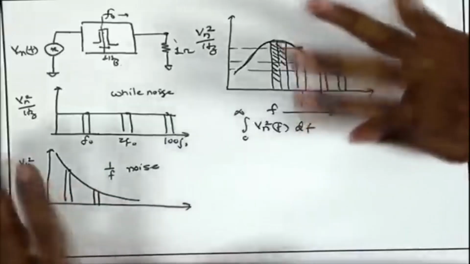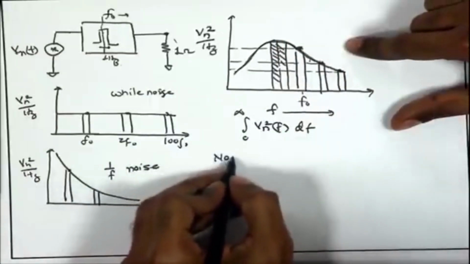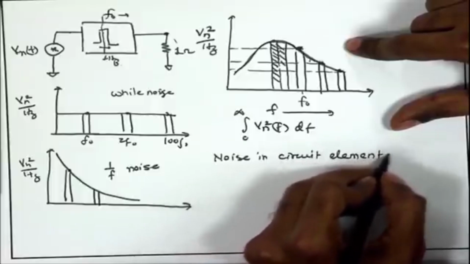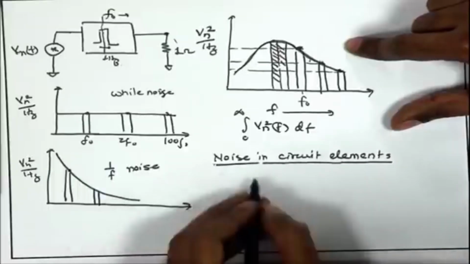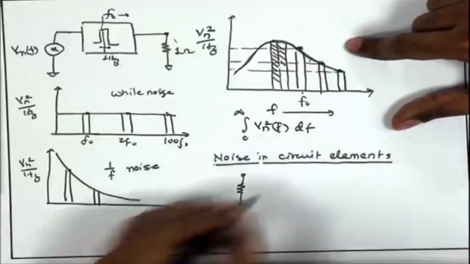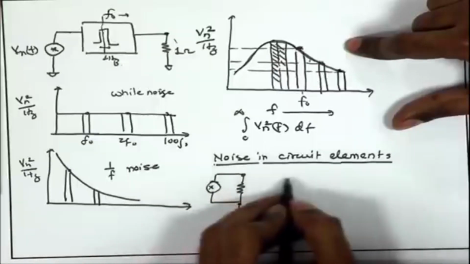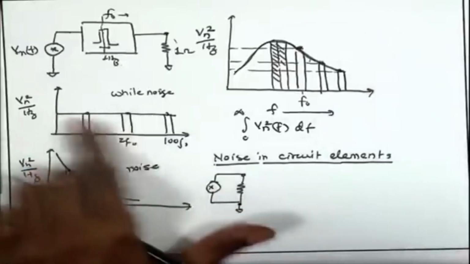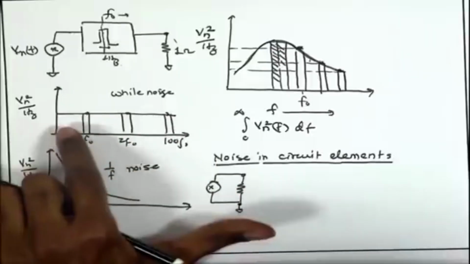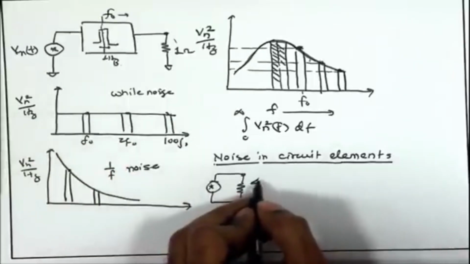Now, let us see how we represent noise in circuits, starting with a resistor. As per our discussion towards the end of the last class, the equivalent noise voltage produced by a resistor can be modeled as a white noise source. So, the spectrum of the noise source produced by the resistor is flat, it has equal magnitude at all frequencies. So, it is white noise, and the power spectral density can be denoted as 4 kTR.